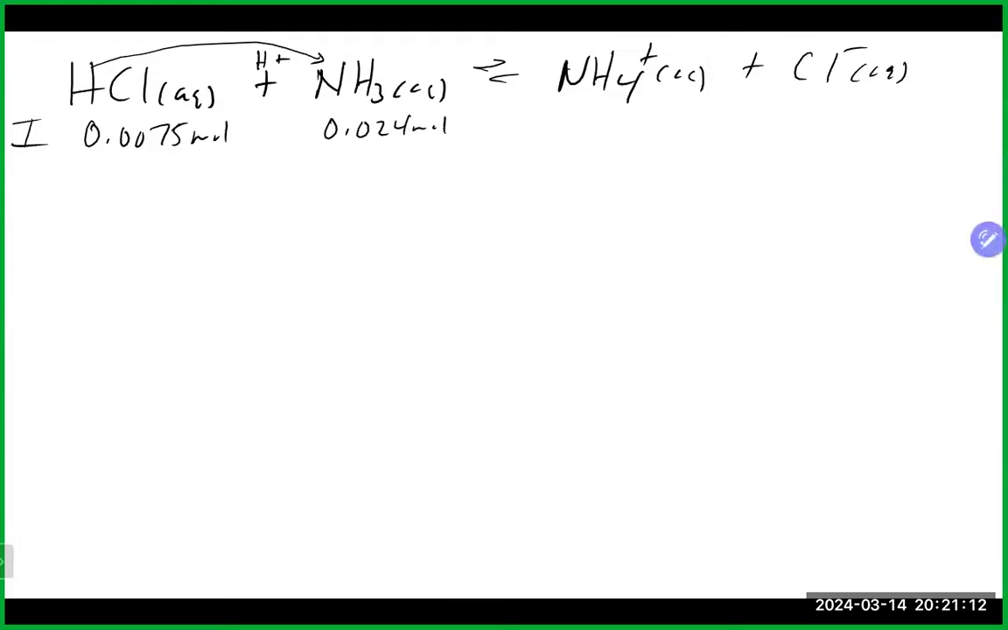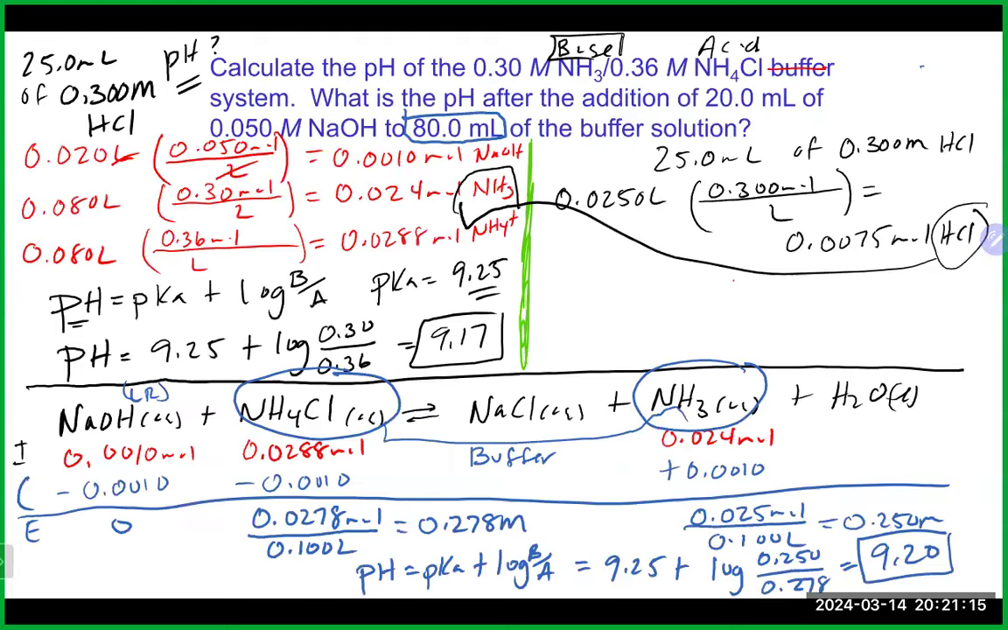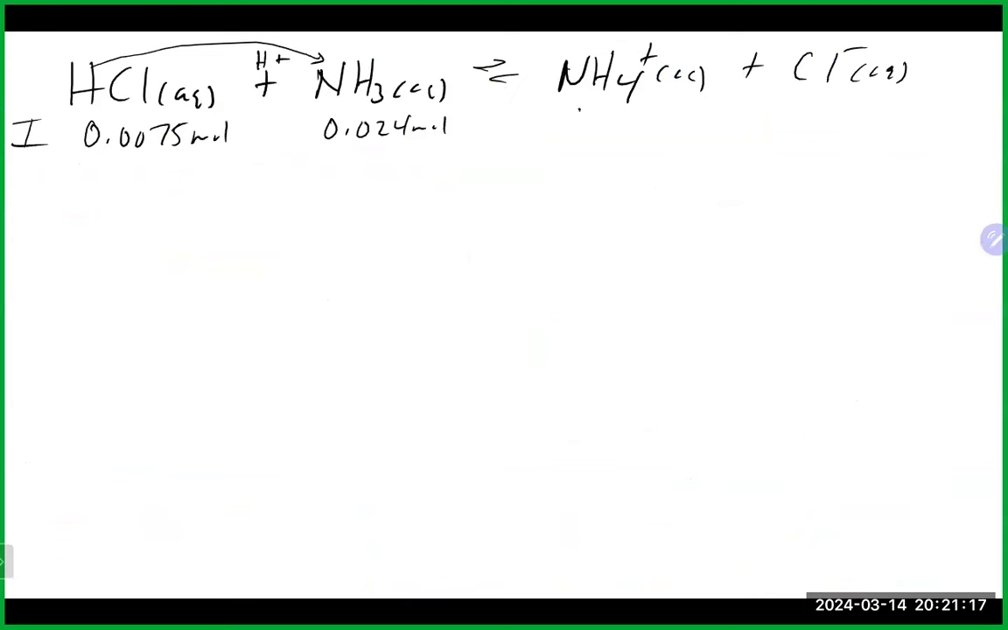And for our NH4+, we have 0.0288 moles. And since I kept my Cl- sort of separate, I'm not going to worry about it because, again, it is a neutral salt, right? So it's not really going to do anything. So I'm just not going to put any numbers there.